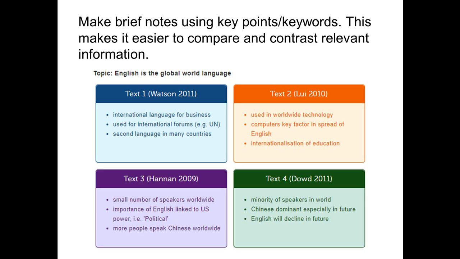Tugahita tureba text 4 tugendeye kuri Dewitt muri 2011. Minority of speakers in the world. Chinese dominates, especially in future. English will decline in future. Mu gihe kizaza Icyongereza kizagwabira, kizarandurwa. Igishinwa uko girushaho kugenda cyinjira cyane mu hazaza, Icyongereza kizagira gute? Kizagwabira. Minority of speakers in the world.